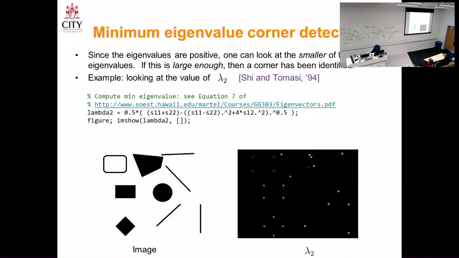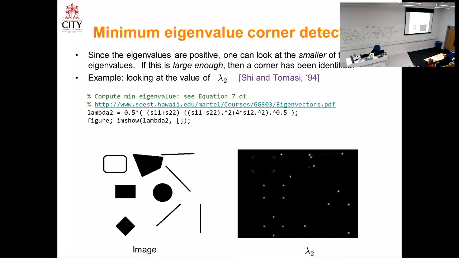Okay, so we can use this to find corners. And in fact, since both the eigenvalues are positive, you can look at the smaller of the two eigenvalues, because both of the eigenvalues when you have a corner should be large. So if the smaller one is large enough, then you can say you have a corner. And in fact, this was the concept of a paper that was written in 1994 by Shi and Tomasi. Their paper was called Good Features to Track. The way they found good features to track was they looked at this eigenvalue. If it was big enough, then they've got a point that they want to track through a video sequence.